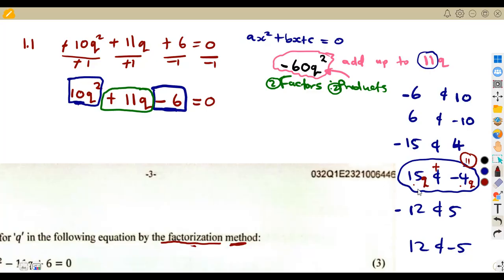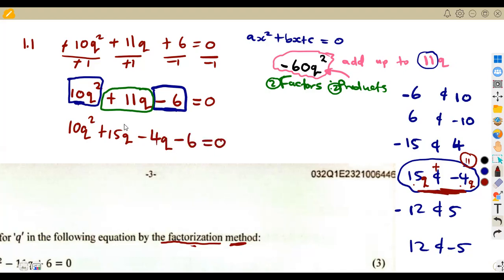So remember what I told you, that once you have those two terms, or the factors that we're talking about, if you multiply, you must get this negative 60. If you add, you must get the middle term, which is the positive 11q. You substitute these two into the middle term. So this will be 10q squared, and we substitute this into the middle term, so this will be plus 15q minus 4q. We are taking these as they are. So this is minus 4q minus 6 equal to 0.